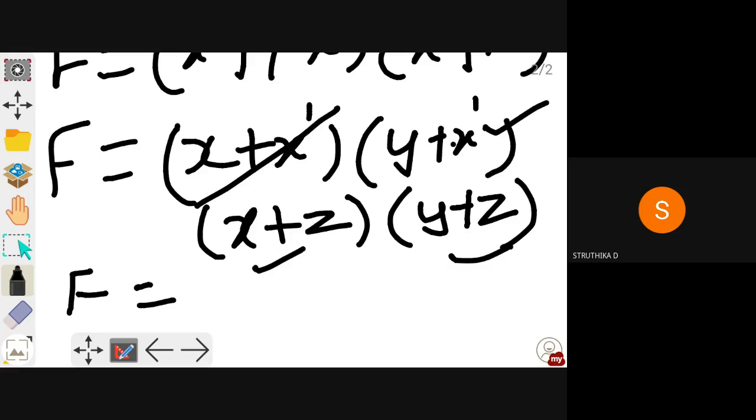So take the expression f is equal to y plus x dash into x plus z into y plus z. Add whatever missing terms there are, expand with the distributive law, eliminate all the duplicate terms, and finally tell me what the max terms are. I want everybody to do this sum and we will randomly ask anyone.